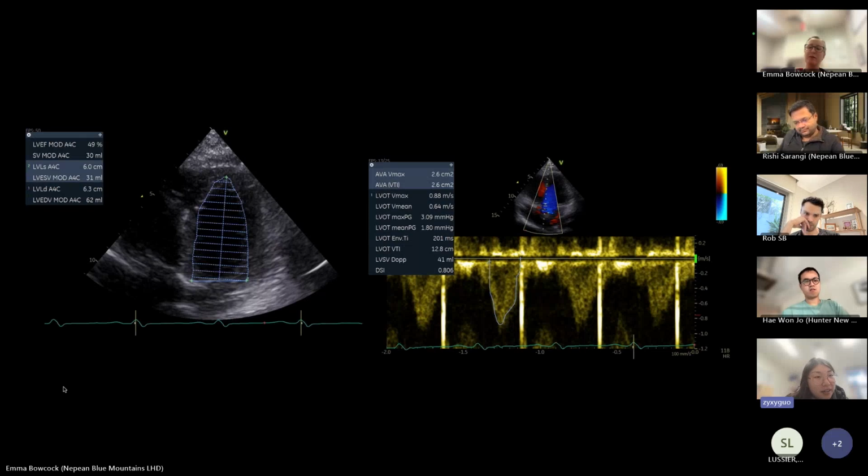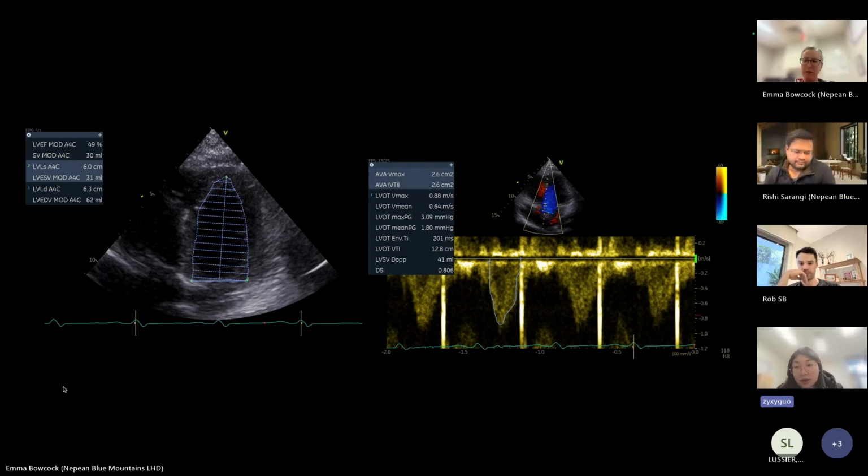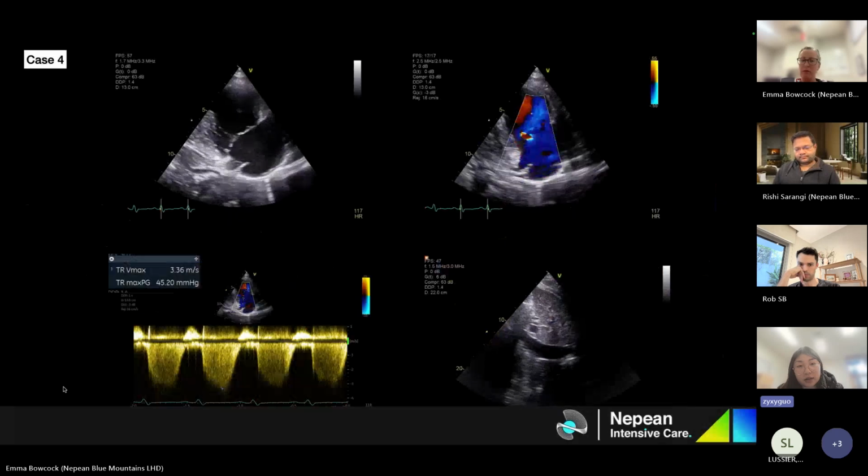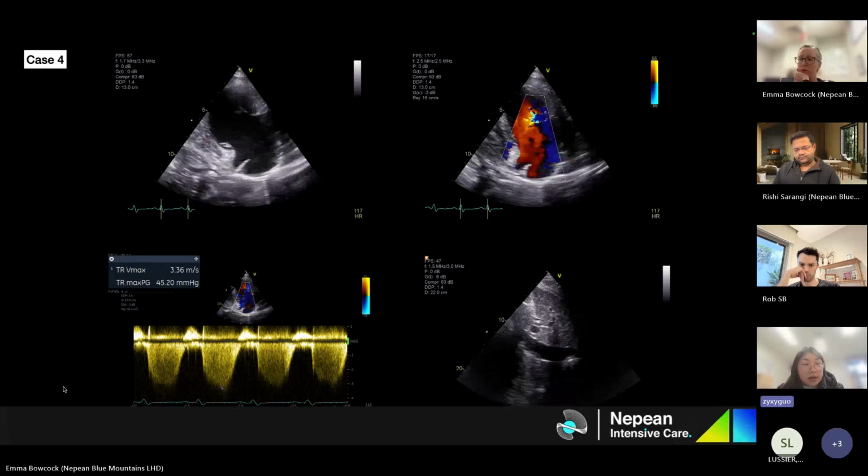Some biplane here. It's showing a volume of 62 mils, which is on the lower side. The ejection fraction is 49%. That's lower than what I would expect for a young patient during pregnancy. The LVOT VTI is 12.8. That's reduced. Again, that's lower than what I would expect. I'm wondering if there is impaired LV forward flow due to severe RV failure.